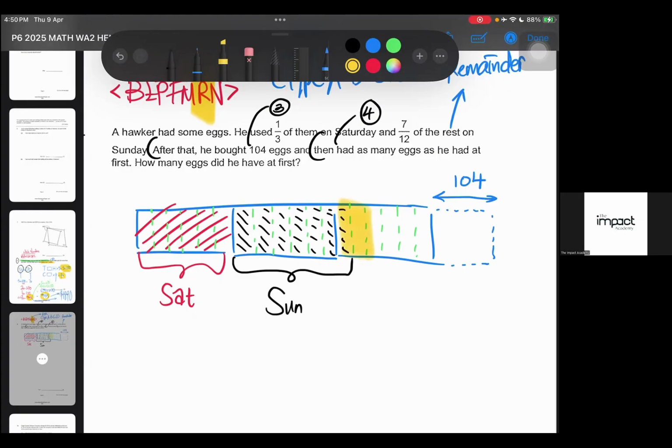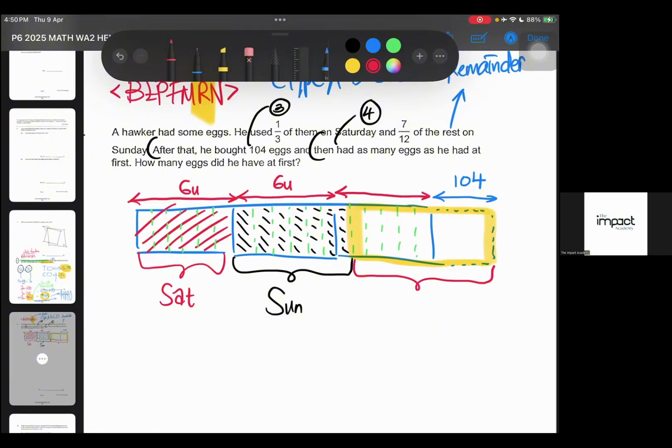That means whatever that is over here, from here all the way to here, this amount is equal to how many units? Whatever he's left with is the same as how much he had at first. How many units were there over here? 6, right? Over here? 6 units also. Over here? 6 units as well. Now, what does this mean? It means that this entire thing is equal to 18 units.